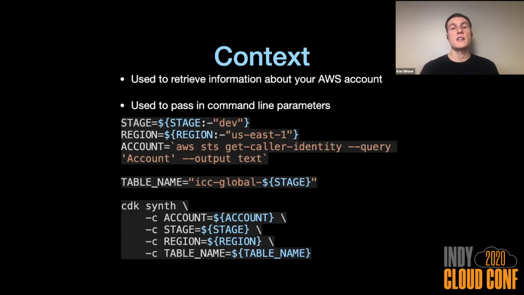We'll take a look at context in a little bit in my demo, because I'm using it to grab a hosted zone for Route 53 that I've already set up, and then it stores that so that we can use it. You can also use it to pass in command line parameters. So here we're setting the stage, the region in the account, and then a table name, and then we're passing those in as environment variables. So if you want to set this up in the CI system and set those variables on a branch or whatever that looks like, you can use this to do that.